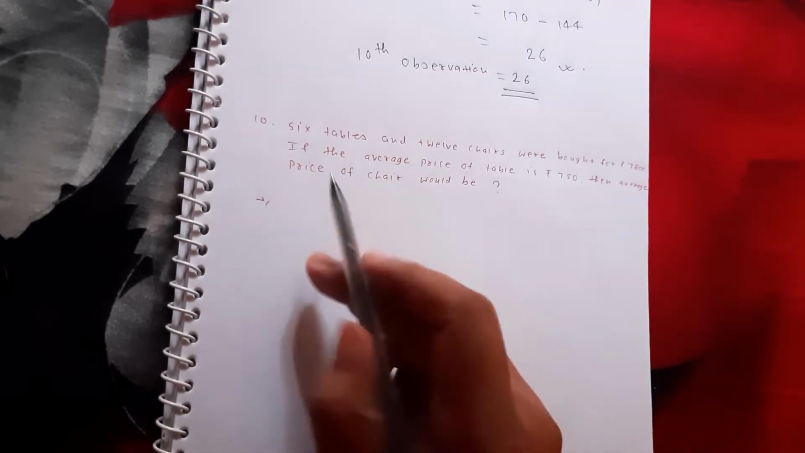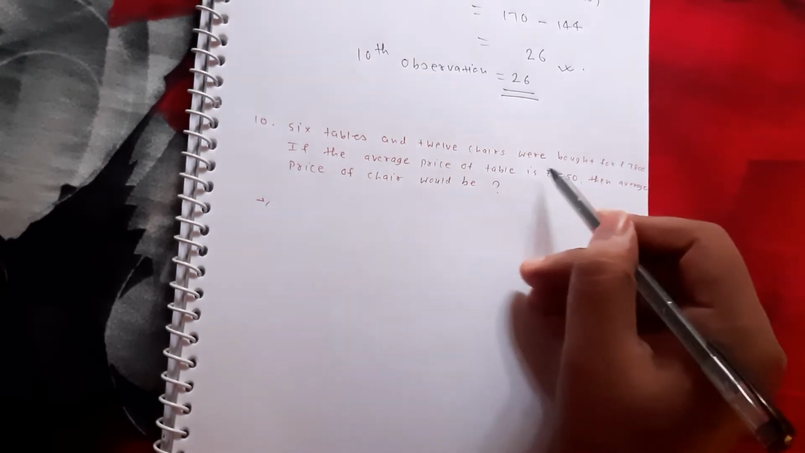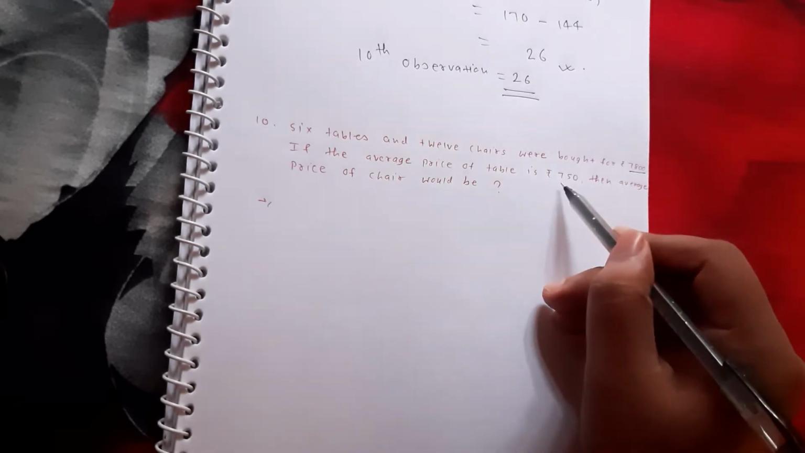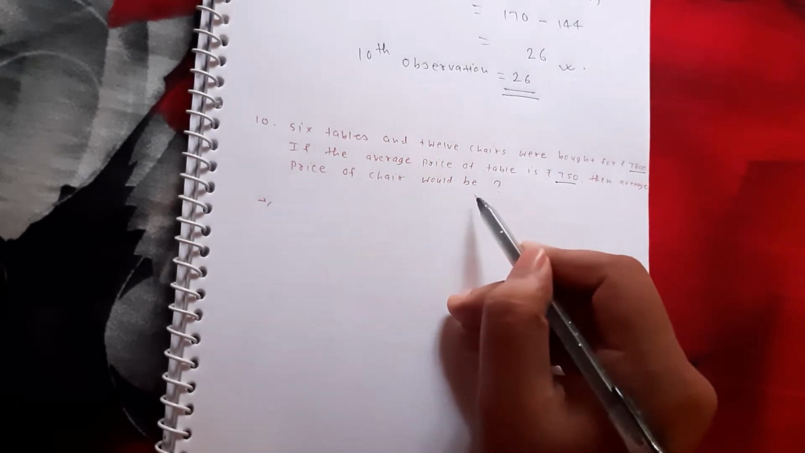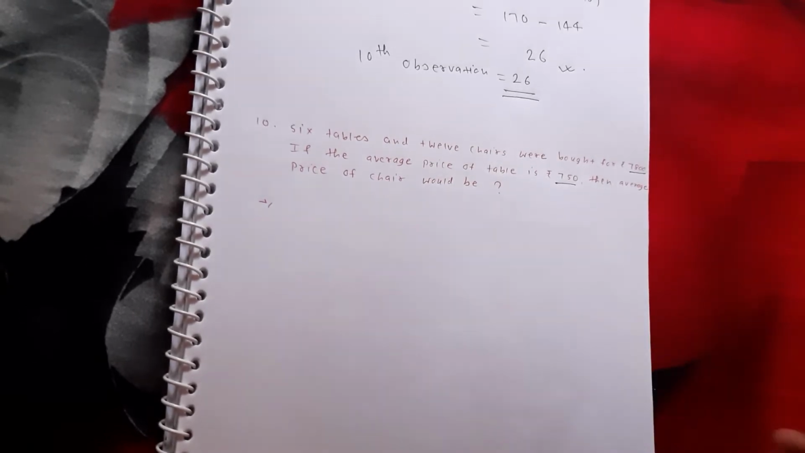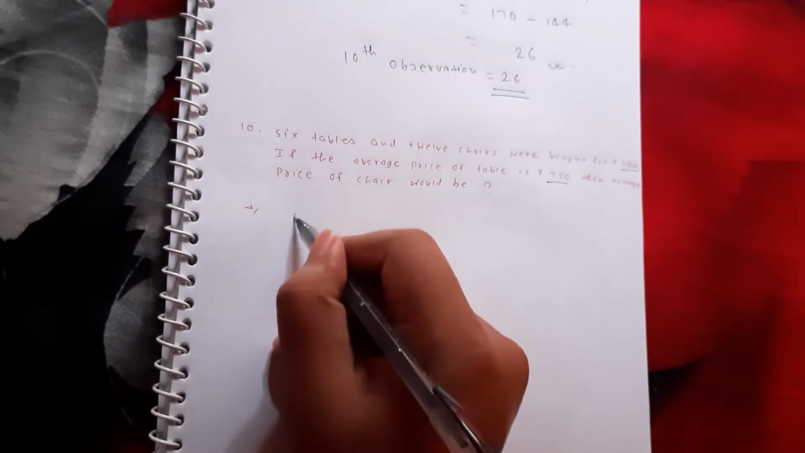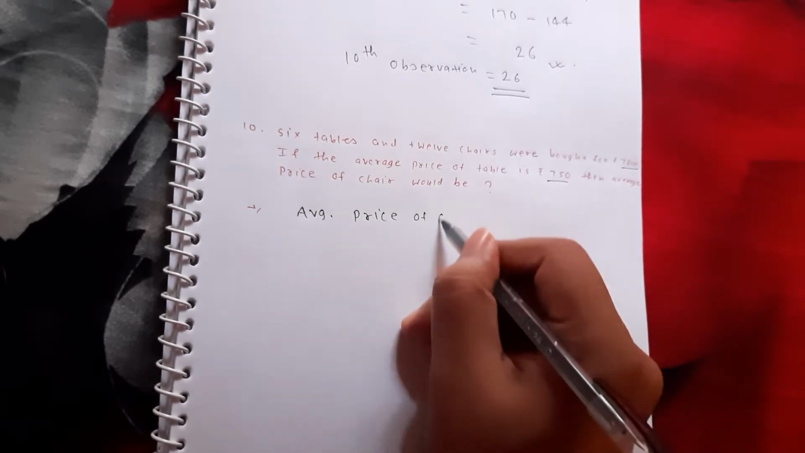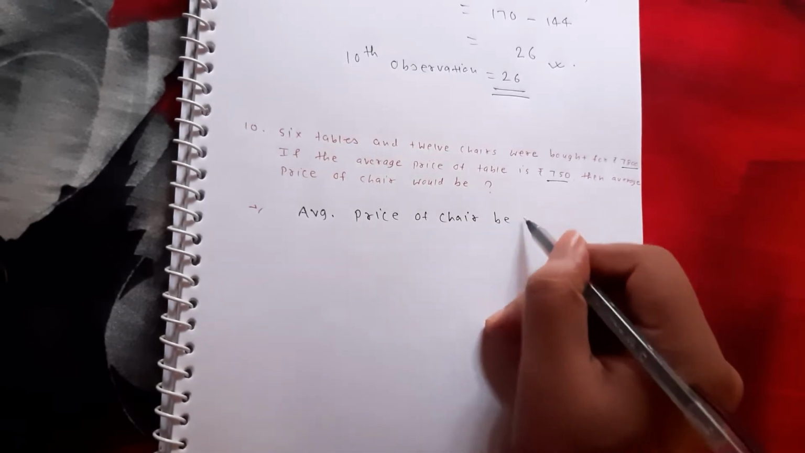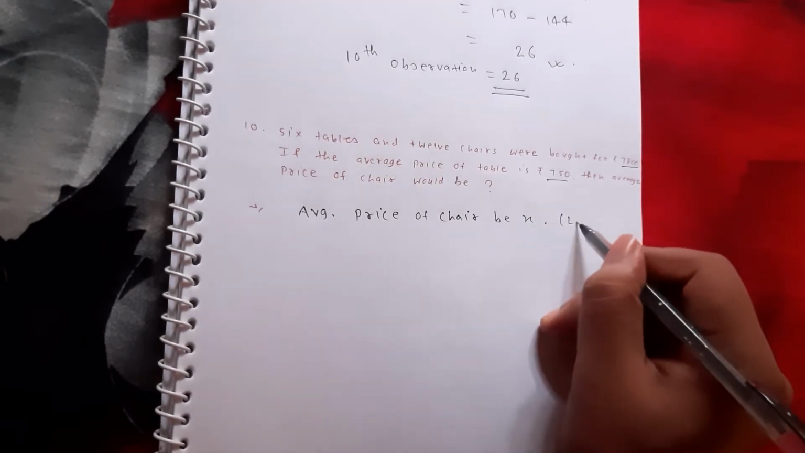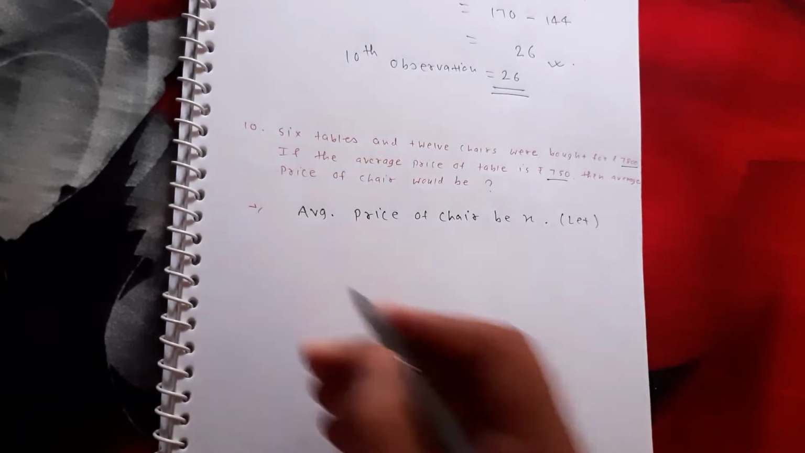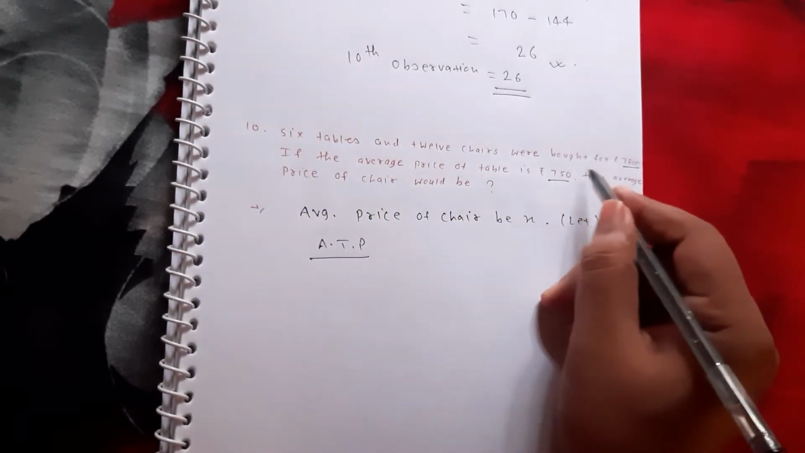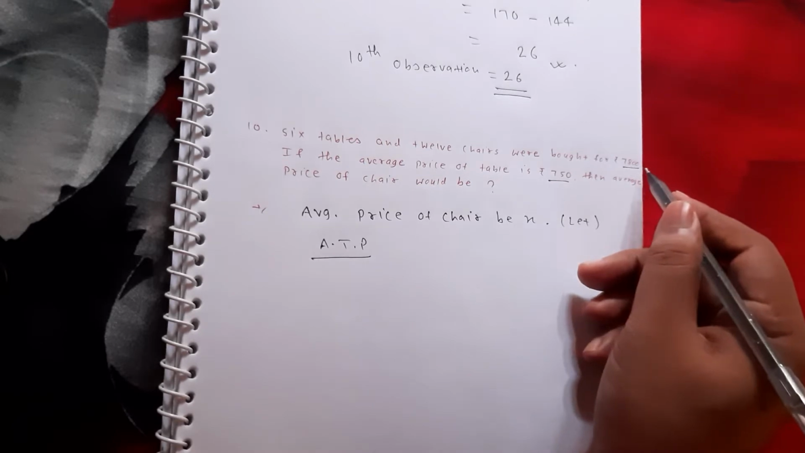Next question is 10. That is, 6 tables and 12 chairs were bought for rupees 7,800. If the average price of a table is 750, then the average price of a chair would be? So we have to find the average price of the chair. Let the average price of a chair be x. So according to the problem, 6 tables and 12 chairs were bought for rupees 7,800.